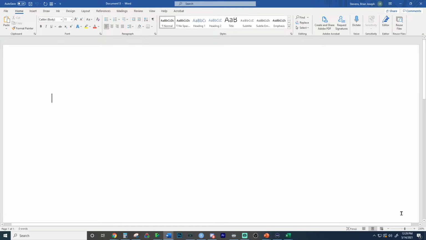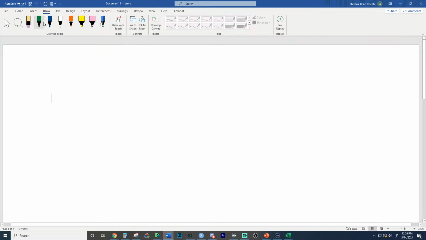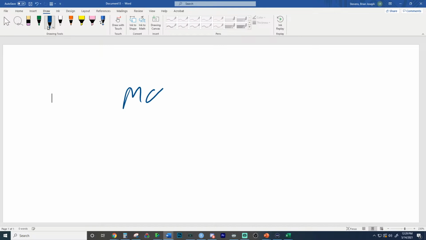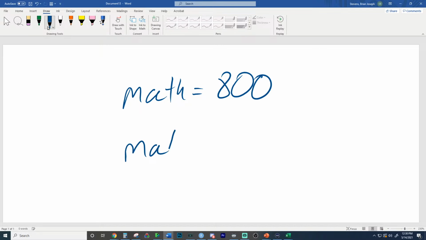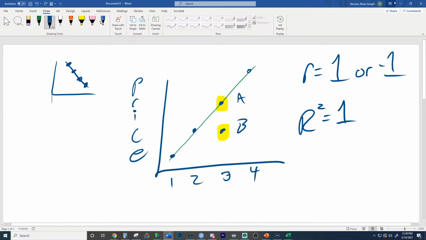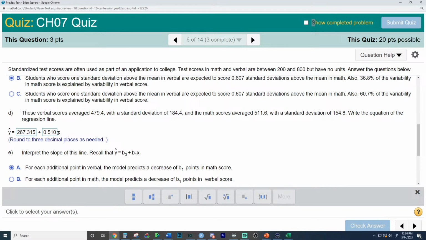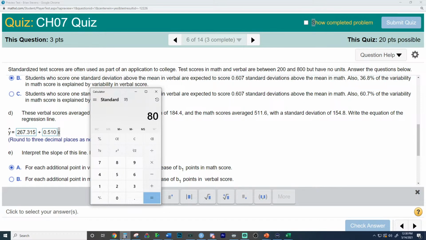I know I've been going through these pretty quickly, but we know that this person's math score is equal to 800. We know that, but we don't know what their predicted math score is right now. We want to find their predicted math score. To get it, we need to go back to the equation, and we're just going to plug in 800 for the verbal because they got 800 on verbal. So when we plug in 800 for their verbal score, we are solving for their predicted math score. So now we have this person's predicted math score.